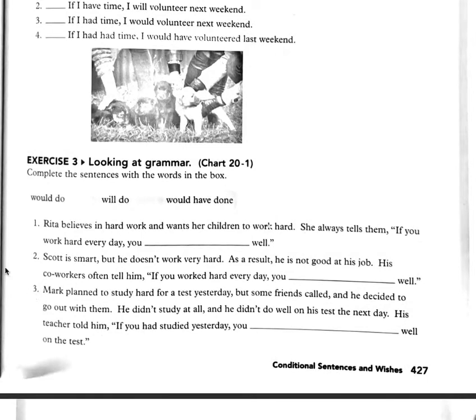So let's look at exercise number 3. Complete the sentences with the words in the box. Would do, will do, would have done. Okay? And these are going to be in the result clause. So you have to look at the if clause first to determine, is it real or unreal? In the present, future, or past? So let's look at number 1.